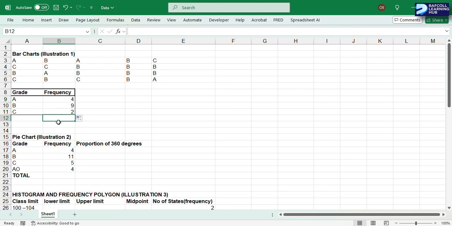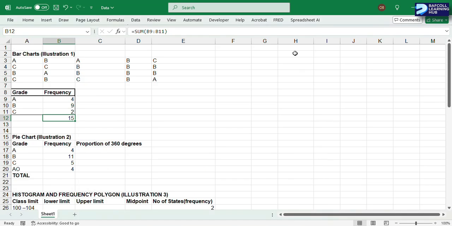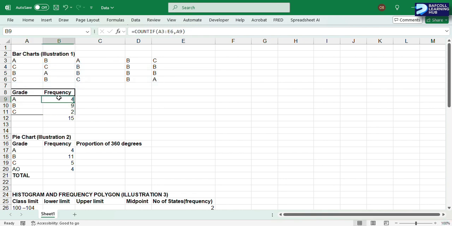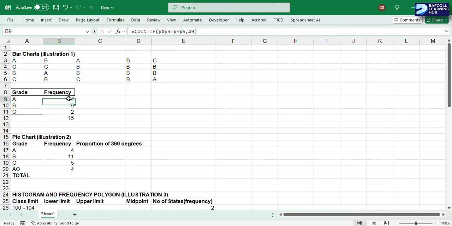Now let me compute my total. 15. Okay, so we can compare it to see. Oh, it should be 20. So let me look at it. What we have to do is lock the range using F4. Okay, so now we have our total.